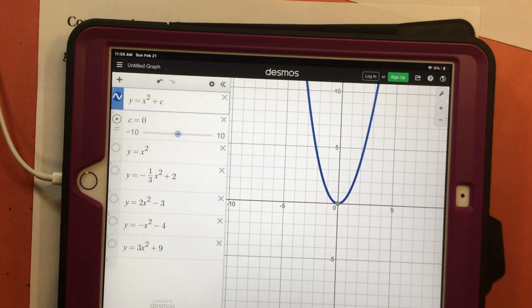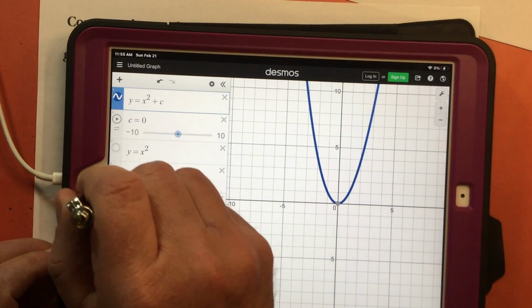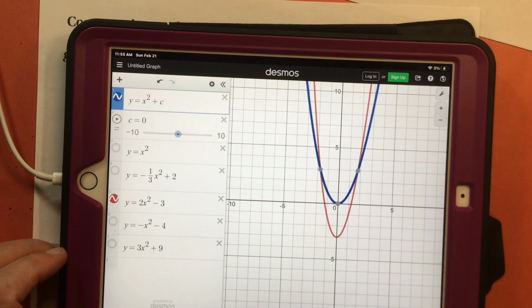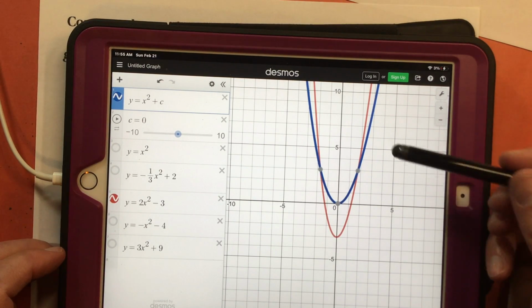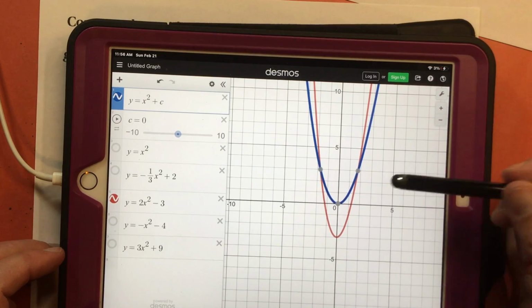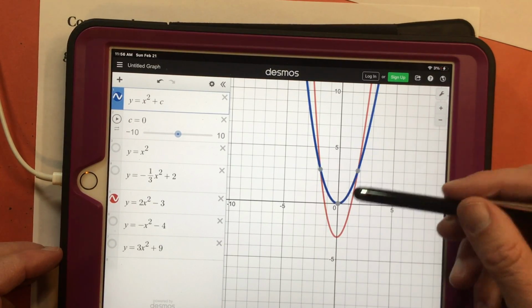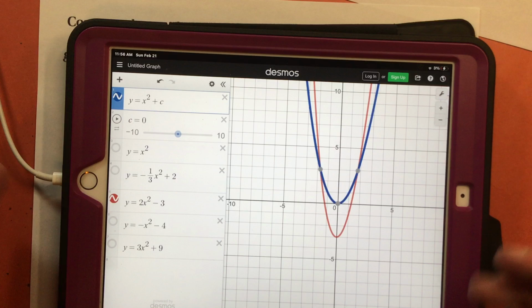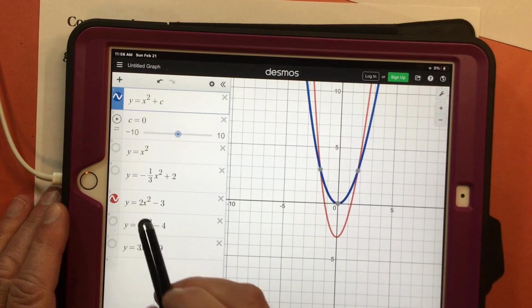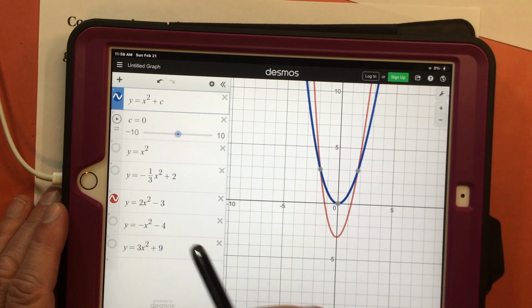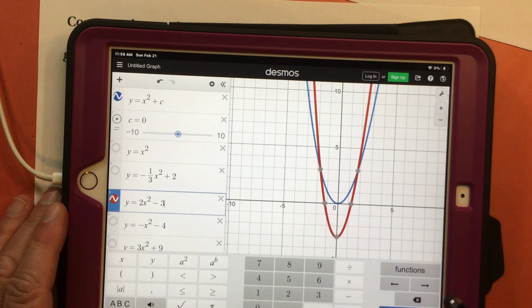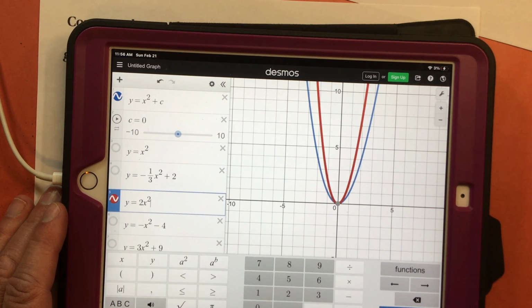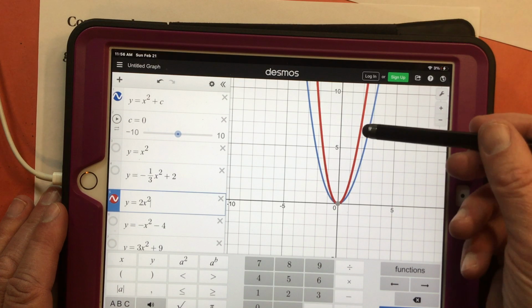So again, I'll pull the iPad over. Here's what that one looks like. And you can tell, even though they kind of intersect here, that the red graph is skinnier, more narrow than the blue graph. That's what the 2 did. And the -3, actually, let's, like I did last time, delete that for just a moment. You can tell that the red graph is more narrow.